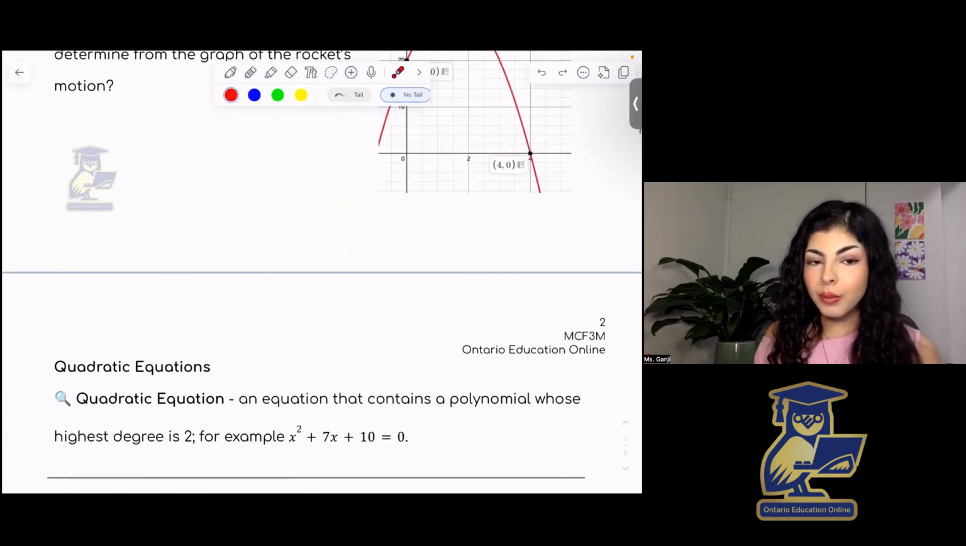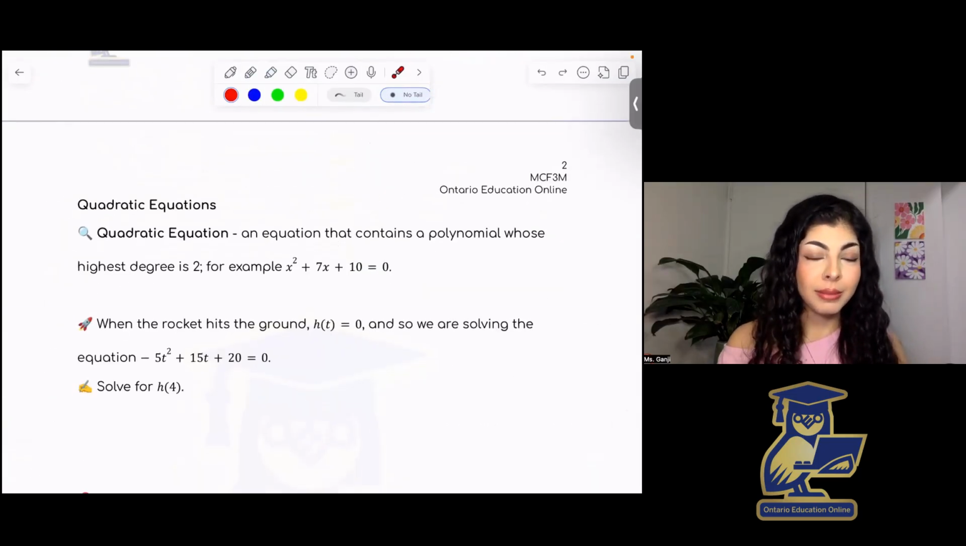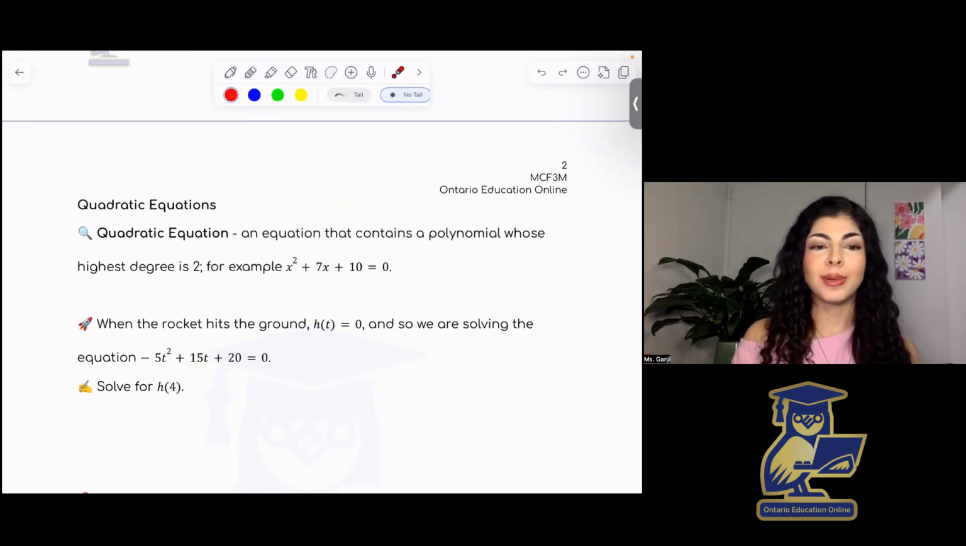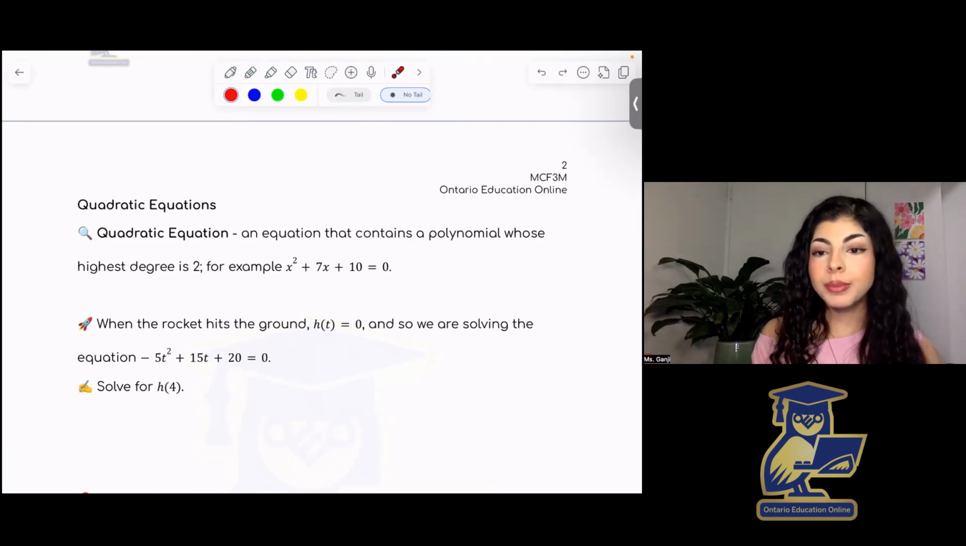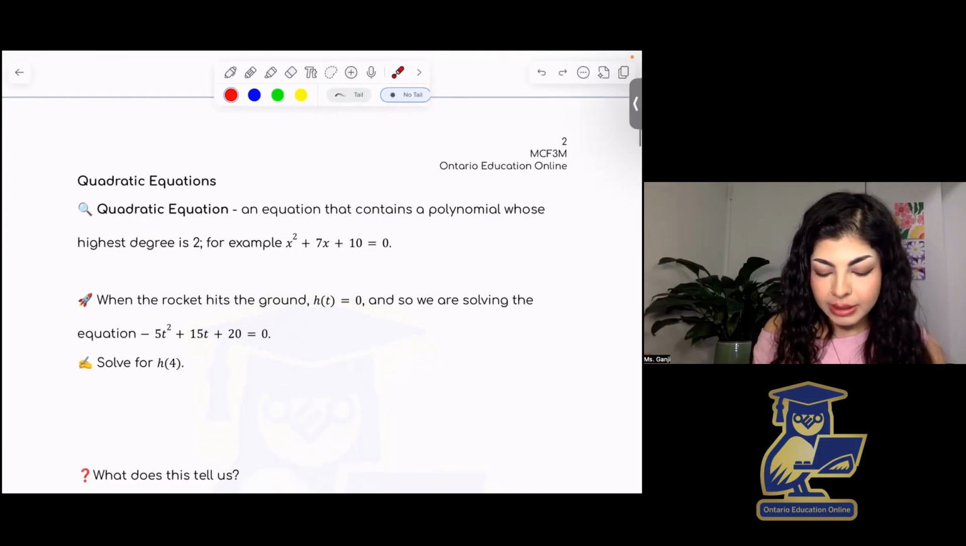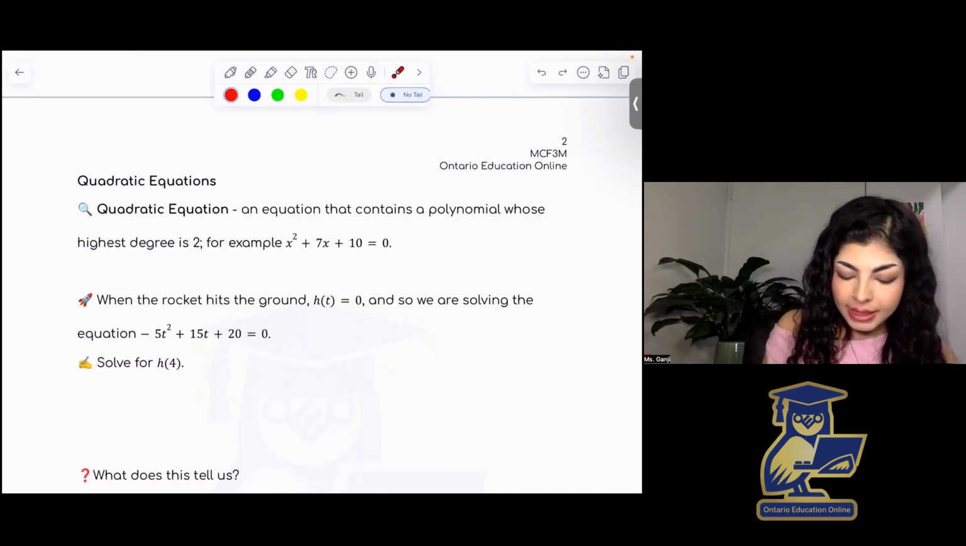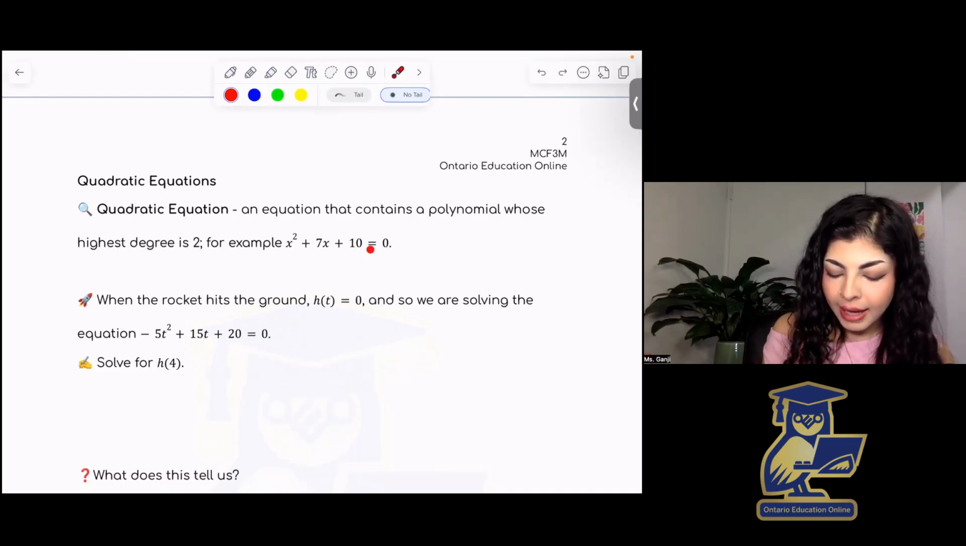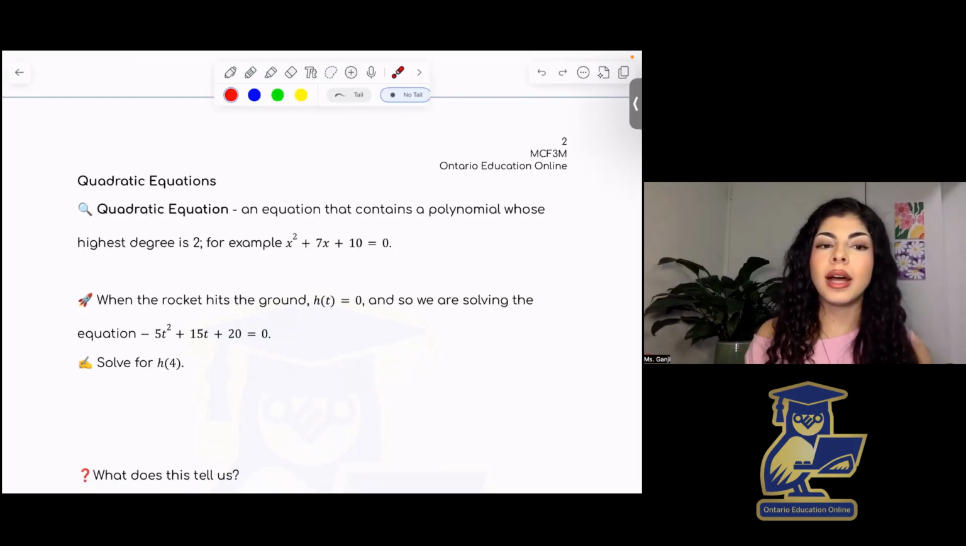So you've been working with, and you may have noticed even in my lessons, I switch between expression and equation, but an equation is pretty much an expression with an equal sign. So here, we have x squared plus 7x plus 10, and this itself would be an expression, and adding that equals 0 gives us an equation. Now, for it to be a quadratic equation, it needs to be a polynomial that has a highest degree of 2, and it has that equal sign.